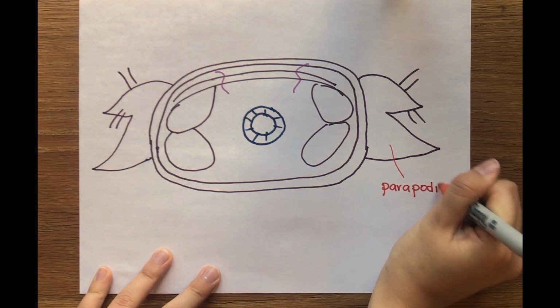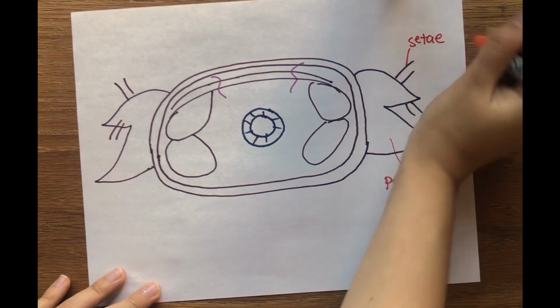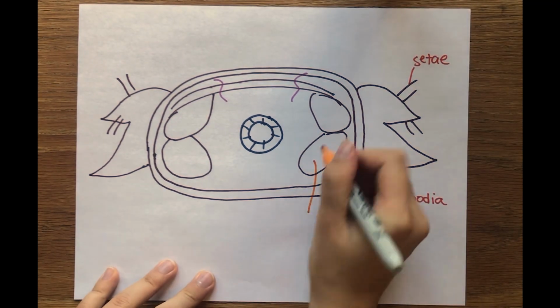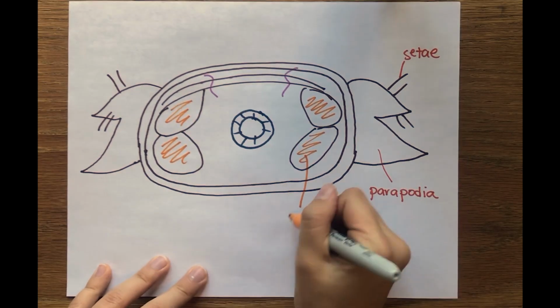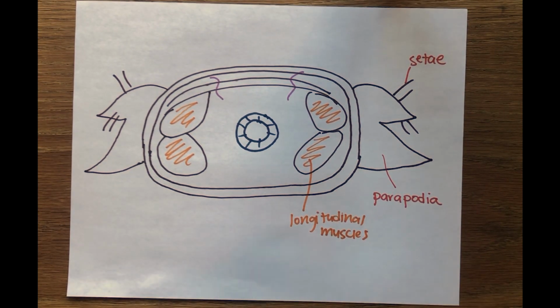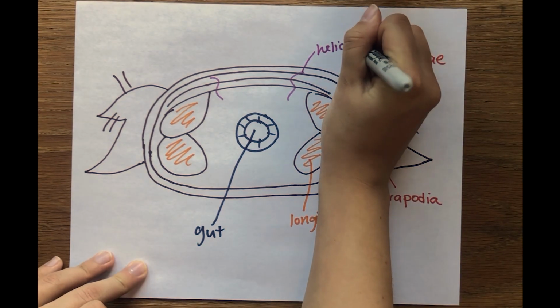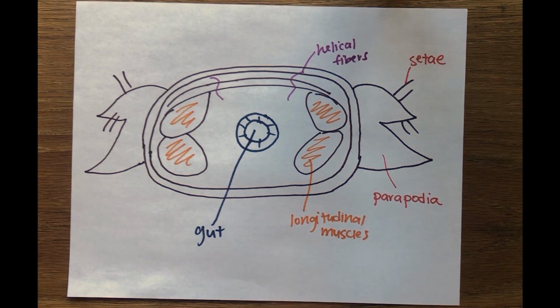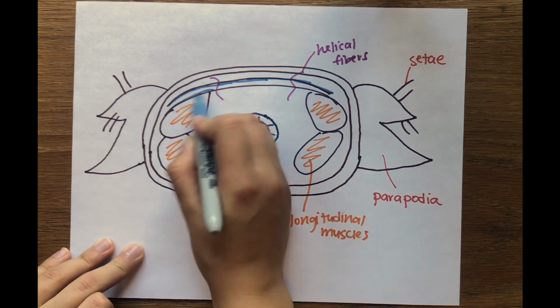On the exterior of each segment, you'll find parapodia, which are the feet of these worms, as well as setae. Inside of each segment, there are longitudinal muscles, a closed gut, helical fibers, and circular muscles.